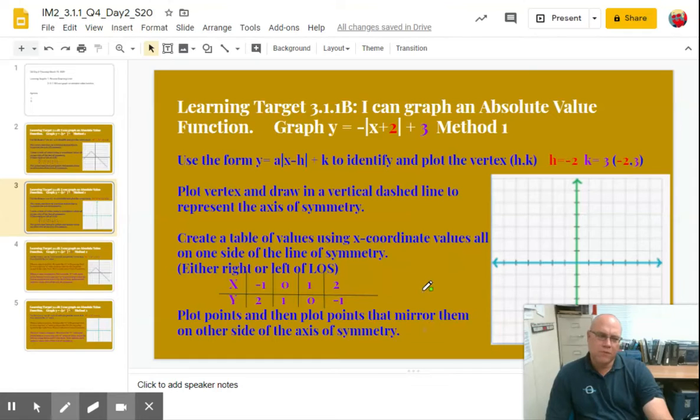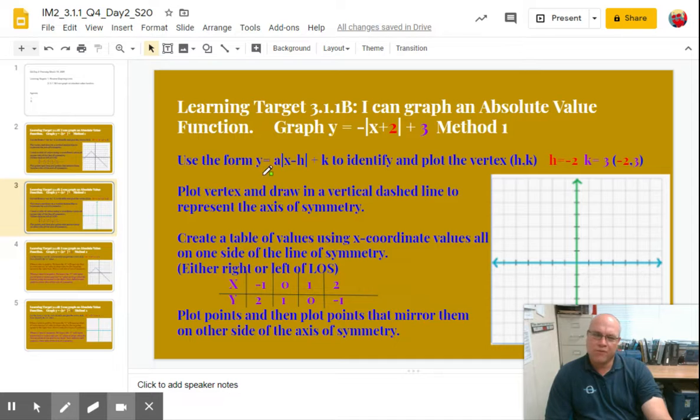All right, I want to give you two methods for graphing an absolute value function. The first one here is just using a table of values, which is a method you can use for any function family, and we can always do a table of values. So let's go through this process.